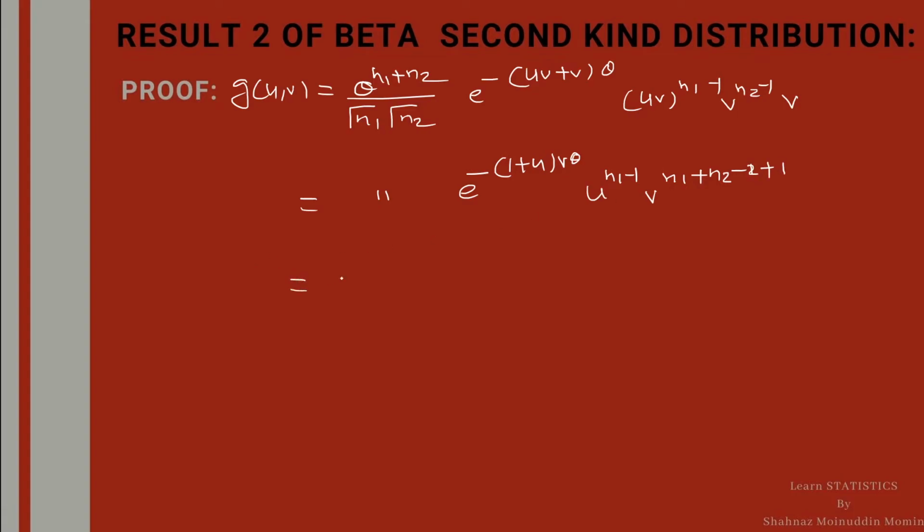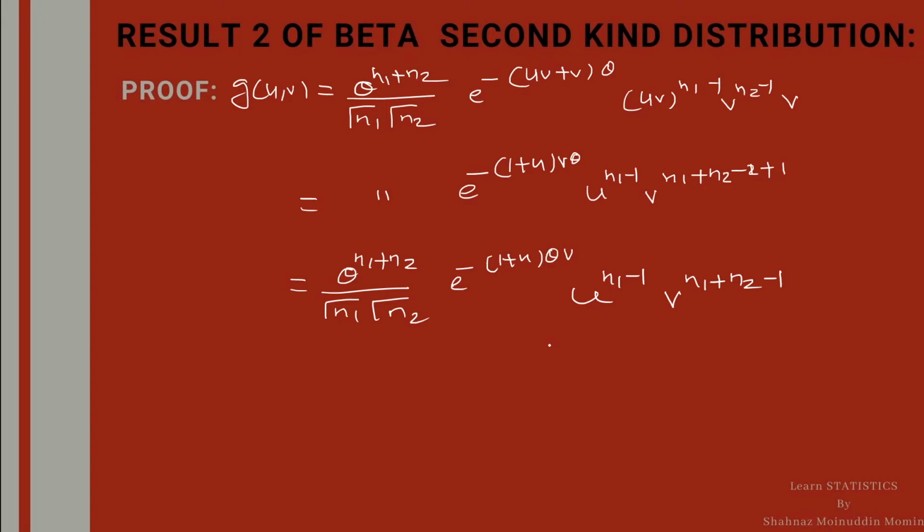So it is theta raised to n1 plus n2 divided by gamma n1 gamma n2, e raised to minus (1 plus u) theta v, u raised to n1 minus 1 and v raised to n1 plus n2 minus 1. This is the joint probability density function of u and v.